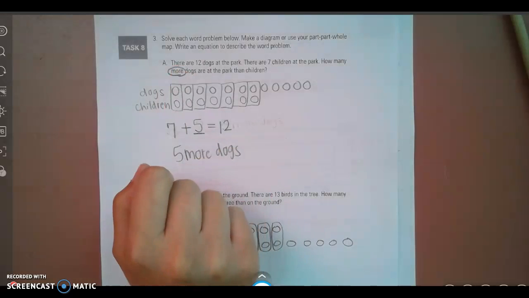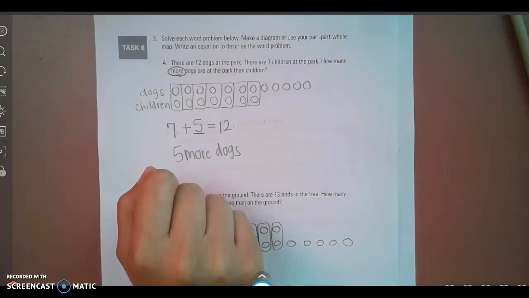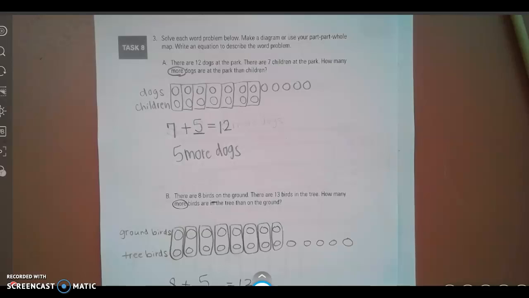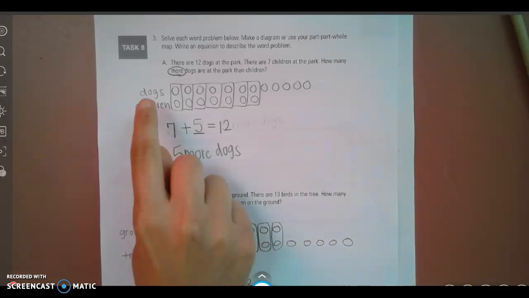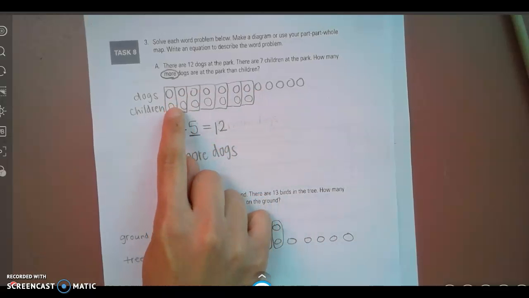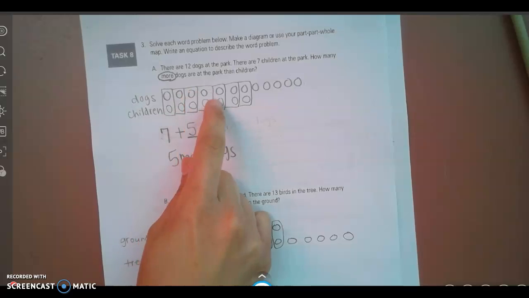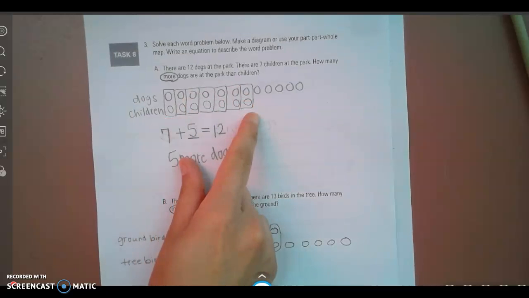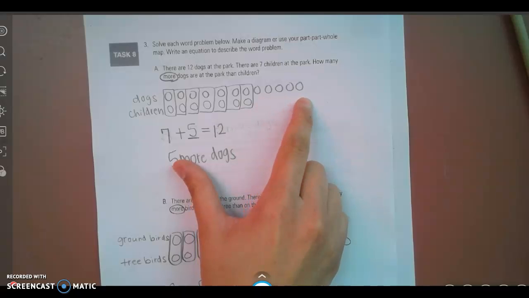There are 12 dogs at the park. There are 7 children at the park. How many more dogs are at the park than children? So remember, these problems are comparing. So we're comparing the number of dogs to the number of children. I used the strategy that was shown on the first page with Jeremiah and Erica. I drew the number of dogs with circles, and then I drew the number of children. When I was done, I lined them up so that I could see how many lined up from the children and the dogs, and then these were the ones that there were more of. So you can see there are more dogs than children.